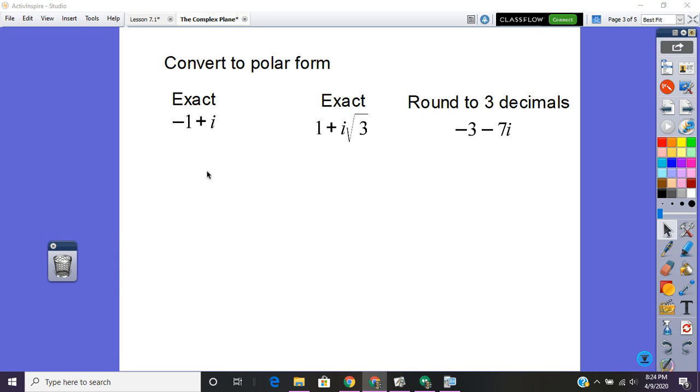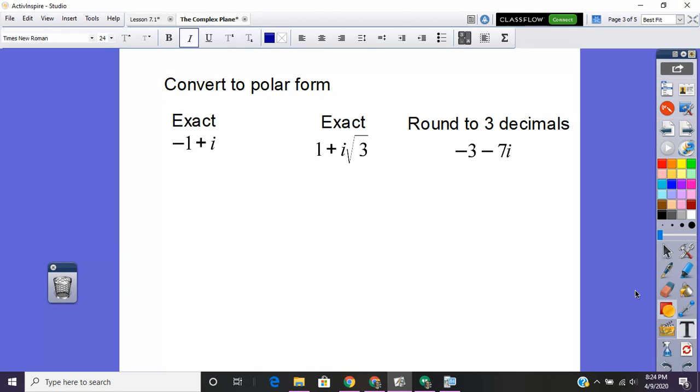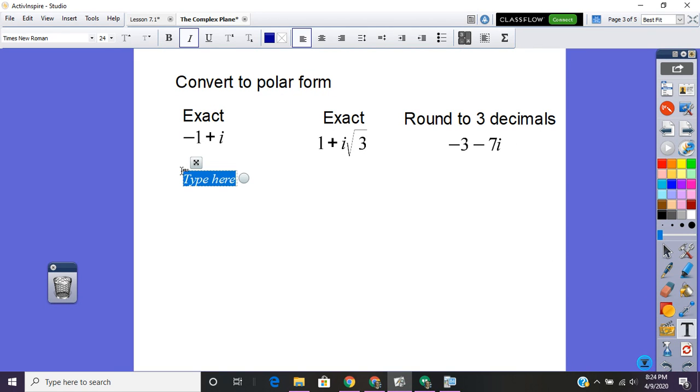All right. Convert to polar form. That means these are in rectangular form right now. So a couple things to remember. Our x right now is -1, and our y right now is +1. There's an i here, which means there's an implied 1. And so we are going to convert these. And remember to find our r squared, we do x squared plus y squared.